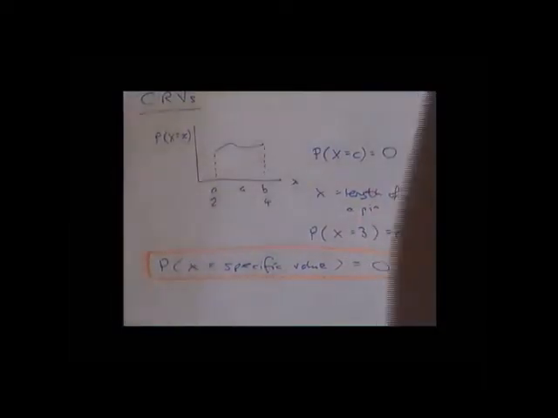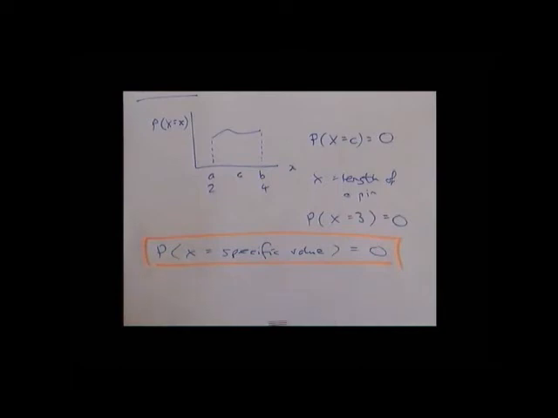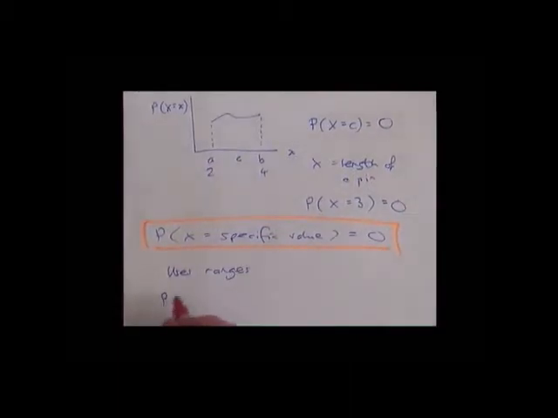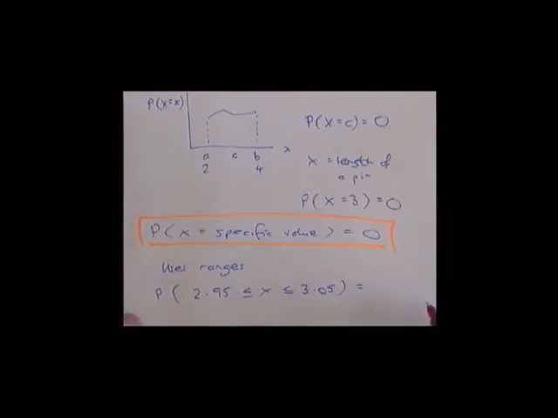So rather than deal with specific values, what do you think we might deal with instead? Range of values, yeah. So what we do instead is we use ranges. If we had said, what's the probability that the length of the pin was between 2.95 and 3.05, that would have been a perfectly acceptable question to ask. That's an okay question to ask within a range.